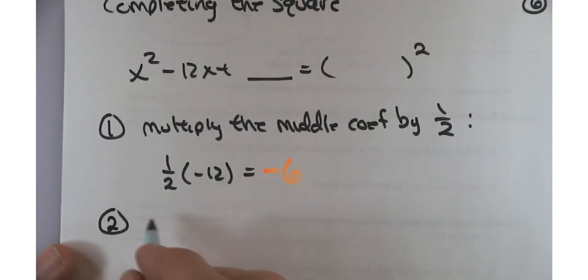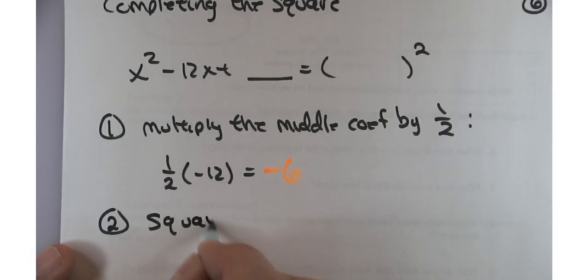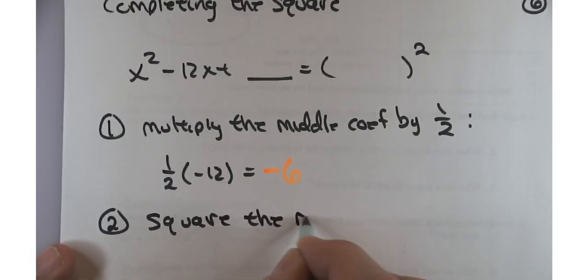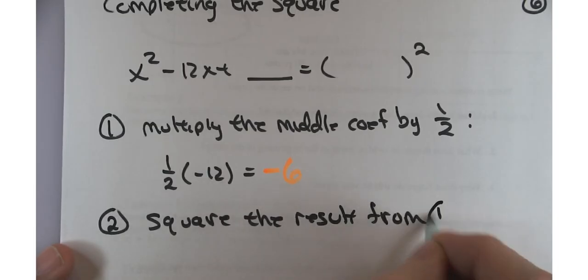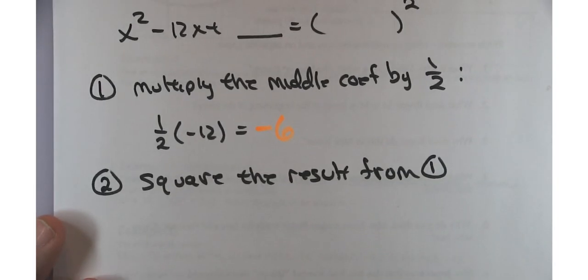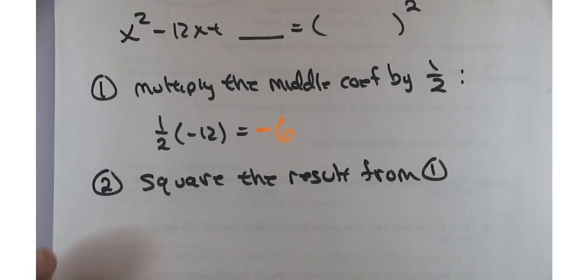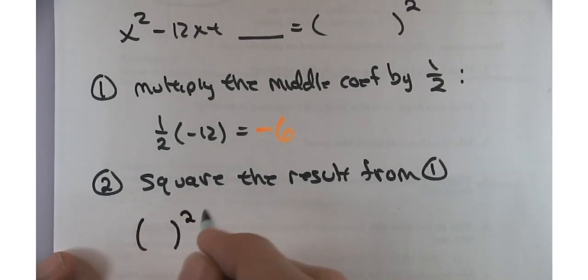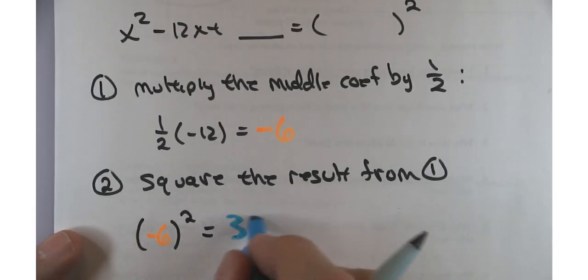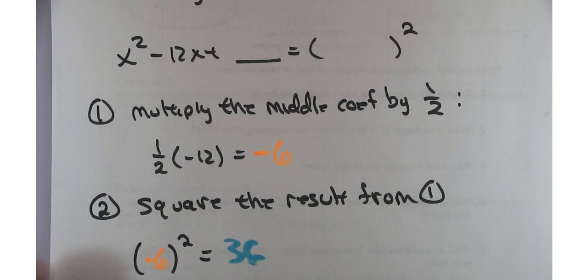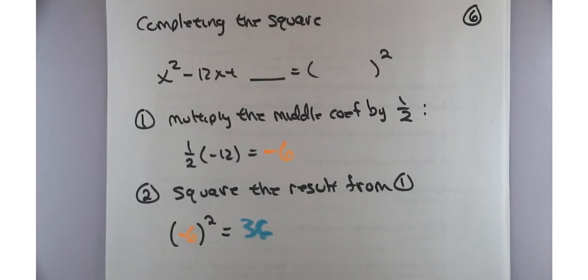Then what? You're going to square the result from step one. So I'm going to take that negative 6 and square it. And what do I get when I square negative 6? 36. Positive 36. Great. Now that 36 and that negative 6 are going to help me factor this.